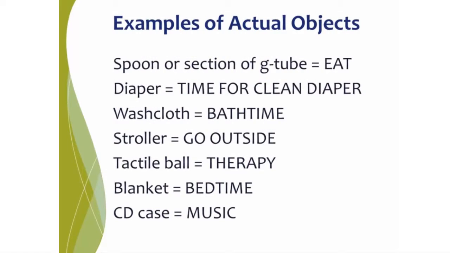And then when a child has learned, oh well, this is a bottle, you can use that to expand the vocabulary and introduce other kinds of bottles. Once they learn what this bottle is, then you can teach, oh, here's some other bottles. So they know their spoon, then you can do a metal spoon, a wooden spoon, a plastic spoon. Actual objects would be a spoon or a section of their G-tube, to eat. A diaper, you can read those, a washcloth, a stroller.